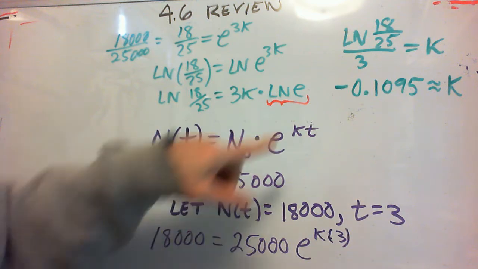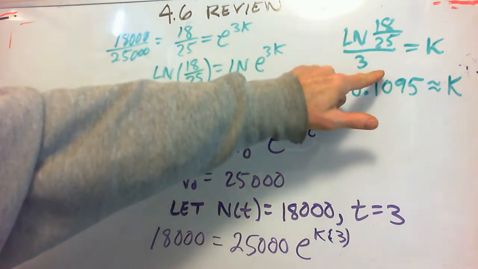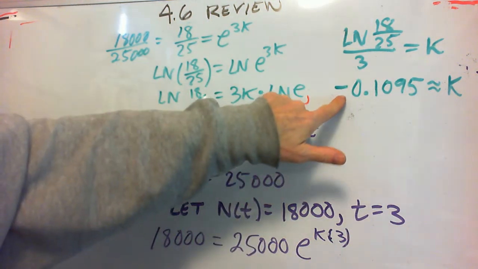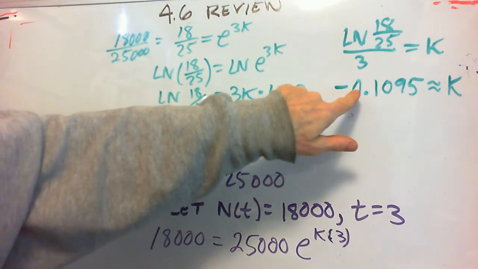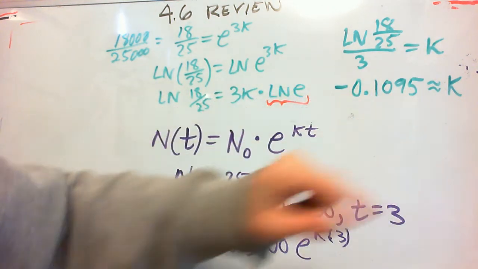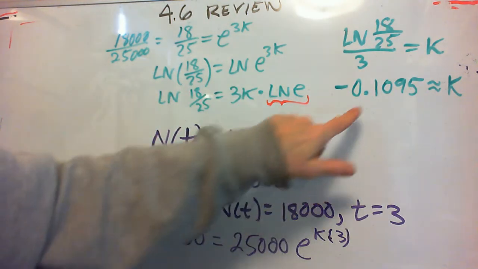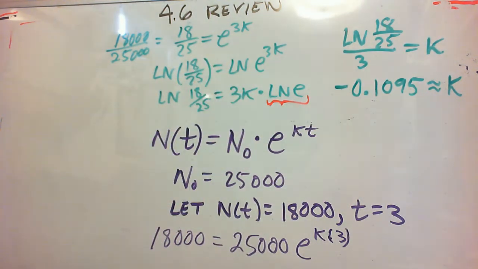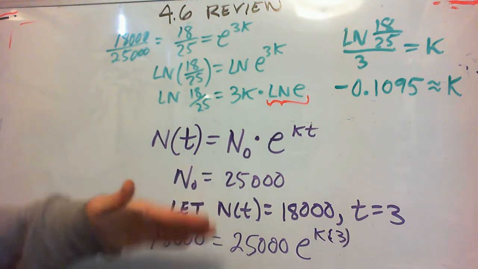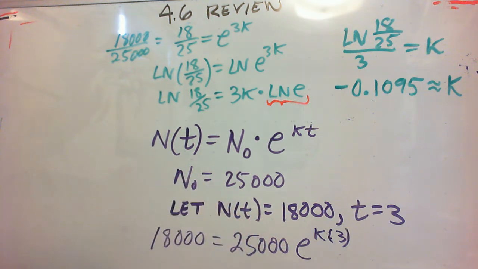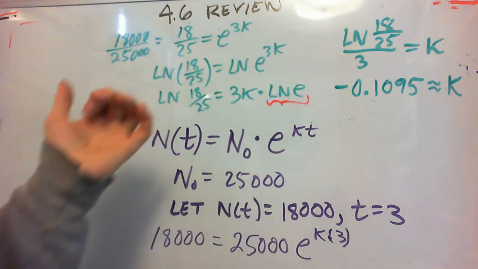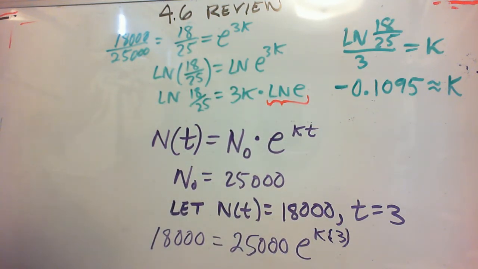And when we do that, we take the ln of 18/25 divided by 3, rounded to 4 places, we get negative 0.1095 equals k. What that's telling you is this car is losing about 11% of its value each year. Of course, each year it has less value to lose, so the initial years is where it's really losing its value. That's why they say as soon as you drive it off the lot, it loses so much value. That's true. And once the car is not worth much, 11% isn't that much money.